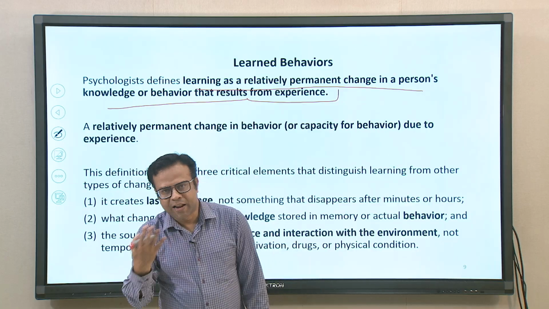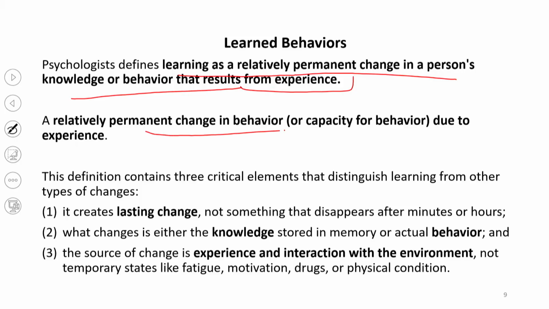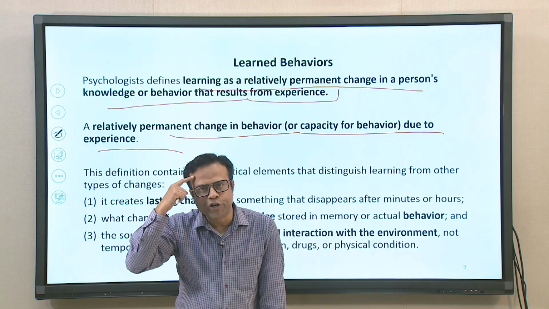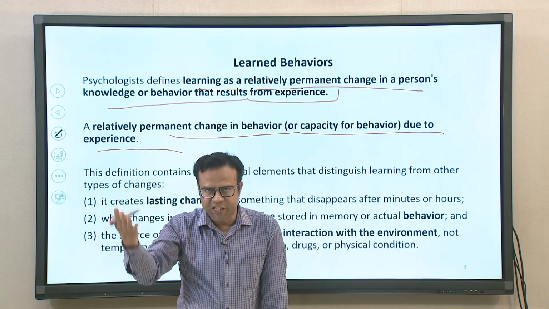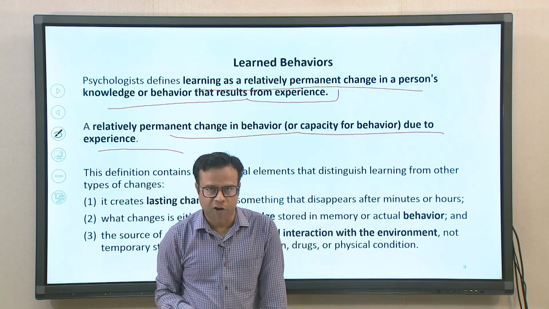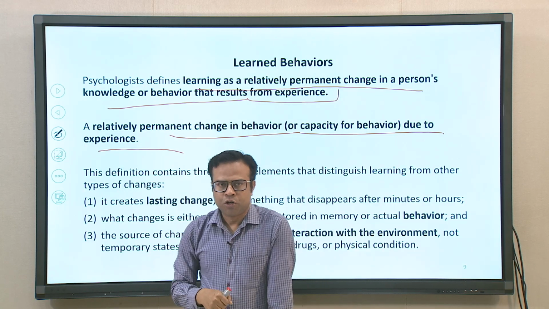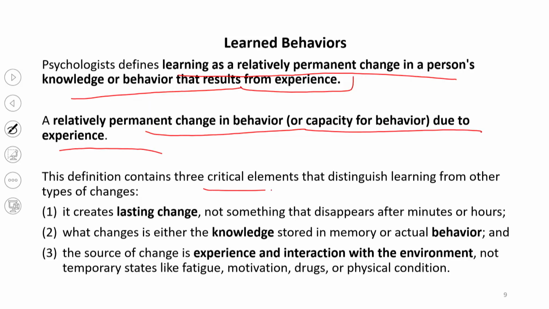Another way of saying it is that learning is a relatively permanent change in behavior or capacity for behavior due to experience. So, it is the same thing. A relatively permanent change in behavior or actions or in your knowledge structure, you learn something new. So, there is a change in your knowledge system, and how does this happen? It is through experience. If you see this definition, there are three important elements that distinguish learning from other types of changes like reflexes and instincts. How is learning different from the other types of changes that we discussed, like reflexes and instincts?